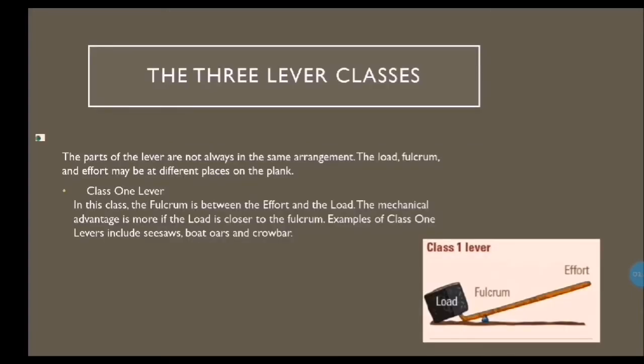The three lever classes. The parts of the lever are not always in the same arrangement. The load, fulcrum, and effort may be at different places on the plank. So I have class 1 lever. In this class, the fulcrum is between the effort and the load. The mechanical advantage is more if the load is closer to the fulcrum. Examples of class 1 lever include seesaw, boat oars, and crowbar.